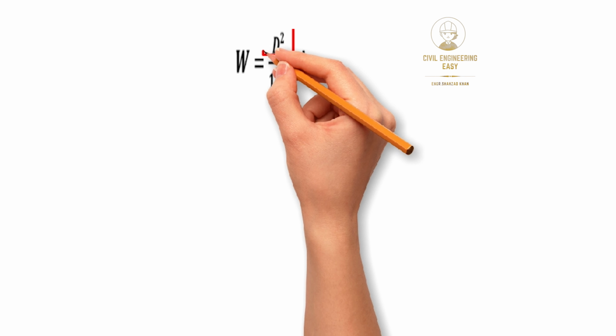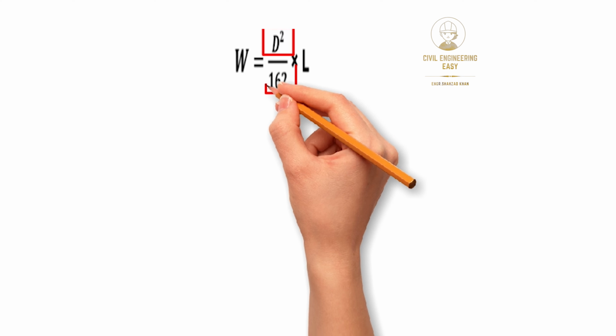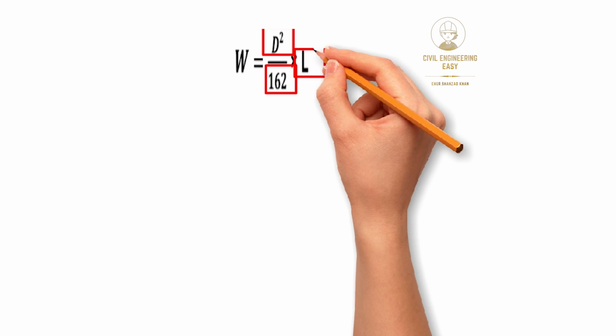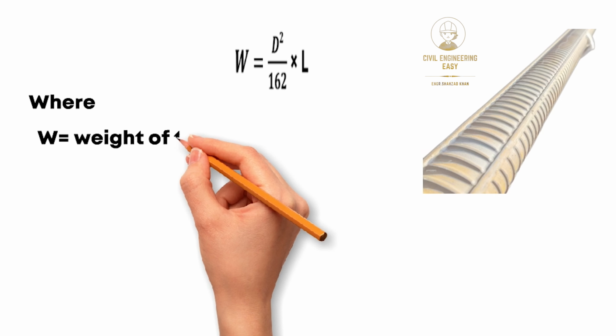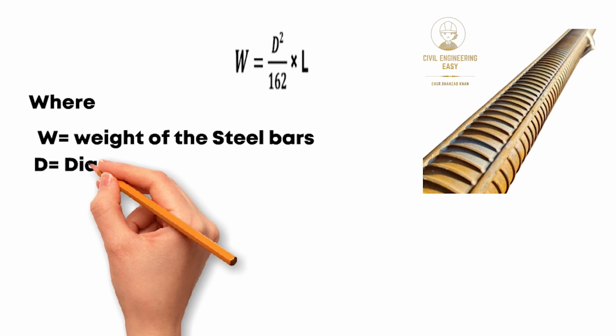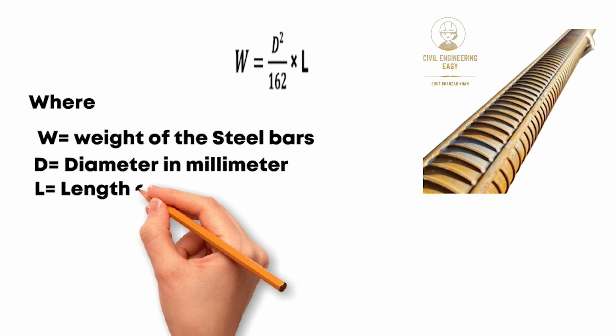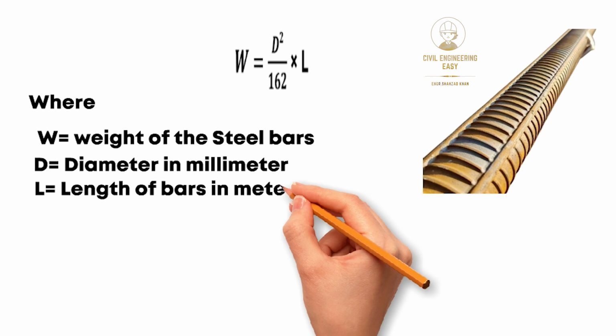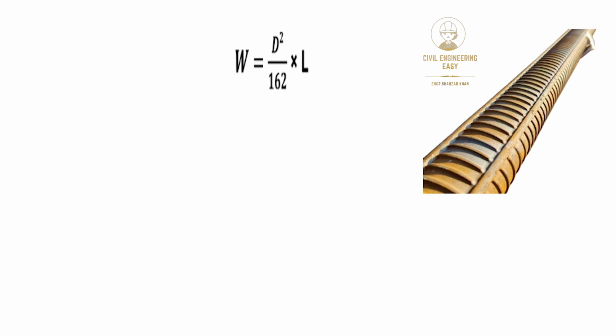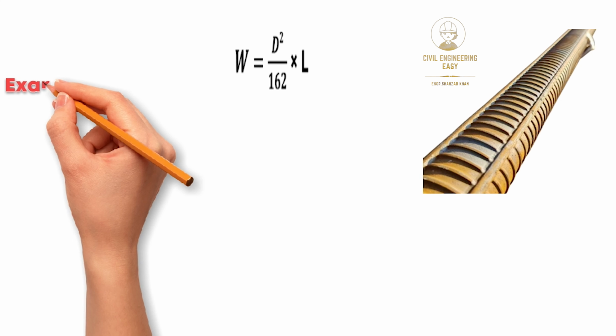The formula to calculate the steel weight is W equals D squared divided by 162 multiplied by the length, where W is the weight of the steel bar, D is the diameter of the steel bar in millimeters, and L is the length of the bar in meters. Let's solve two short examples for better understanding.